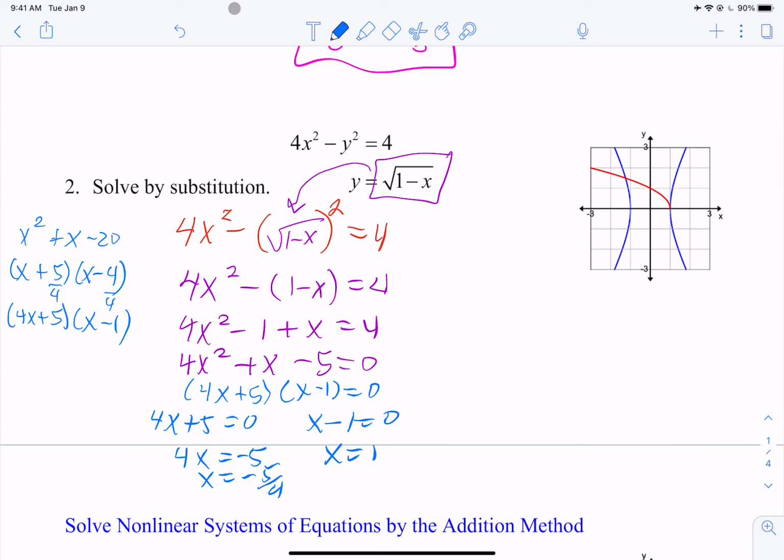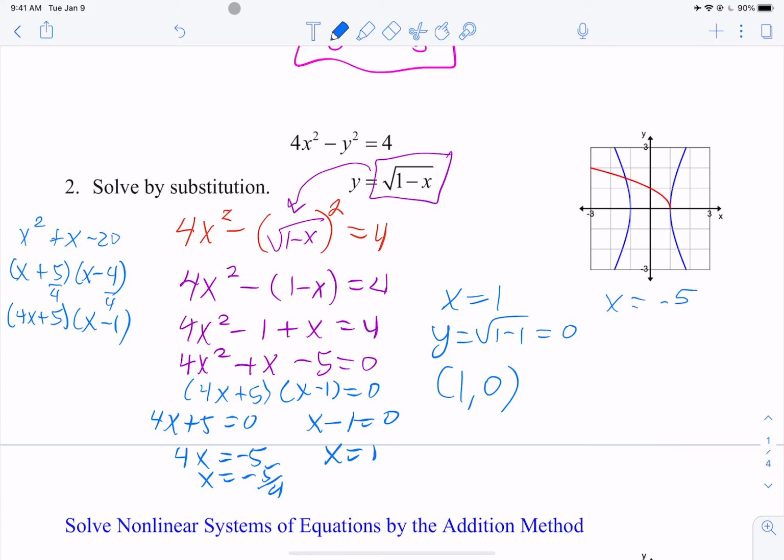Now here's the problem. There is a square root in the problem. And so you must plug these into this square root to make sure that you don't get a negative number. Zeros are okay. If you plug in 1, you get the square root of 0, which is fine. That's this point right here on the graph. And if you plug in this, you get the square root of 9 fourths. Let's actually write out what the points are. So if x is 1, y is the square root of 1 minus 1.